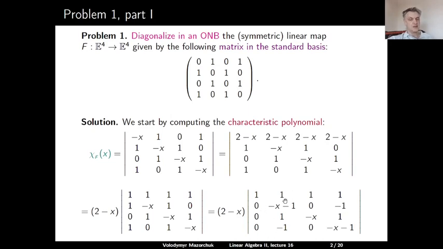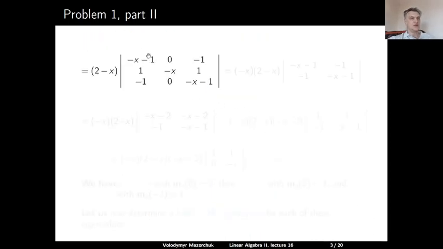So the determinant of this matrix is the determinant of the 3 times 3 matrix, which is formed by the second, third, and fourth rows and second, third, and fourth columns. So we get the determinant of the matrix, minus x, minus 1, 0, minus 1, 1 minus x, 1, minus 1, 0, minus x, minus 1. So this determinant we can expand with respect to the second column. So we have two zeros in the second column, so the corresponding summands will just disappear.